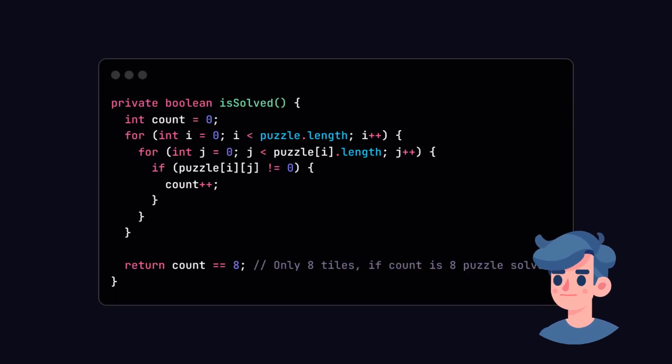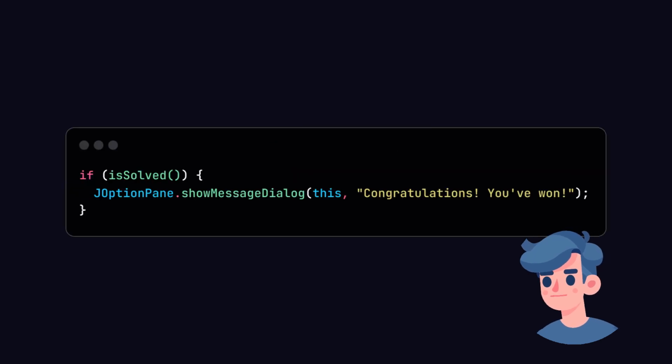Now let's implement a win condition. We can check if the puzzle is in the correct order after each move. If it is, we can display a message to the player. If the player wins, we should display a congratulatory message. This can be done using a JOptionPane dialog box.